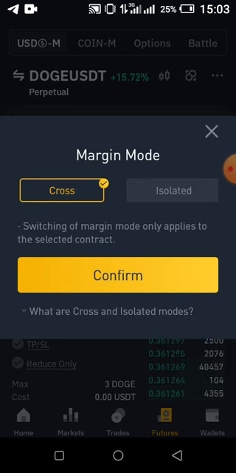Isolated means if I'm using 10 USDT to trade and I lose 100% of it, my 10 USDT will be liquidated, and that means it will be lost forever. But in cross, if I'm using 10 USDT to trade but I have an extra amount in my wallet, by the time I'm running on a 100% loss, I will not be completely liquidated. The remaining money in my wallet will act as backup to keep me from being liquidated, and I may end up making profit in such a trade.